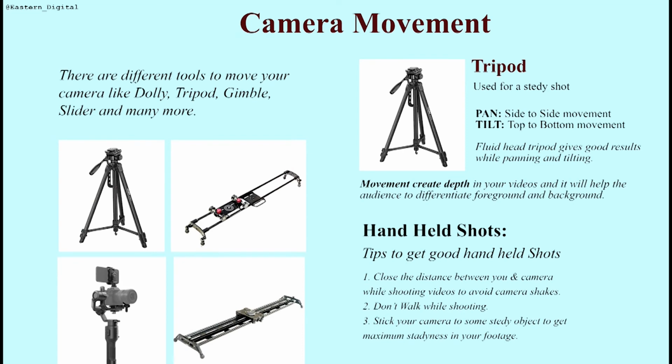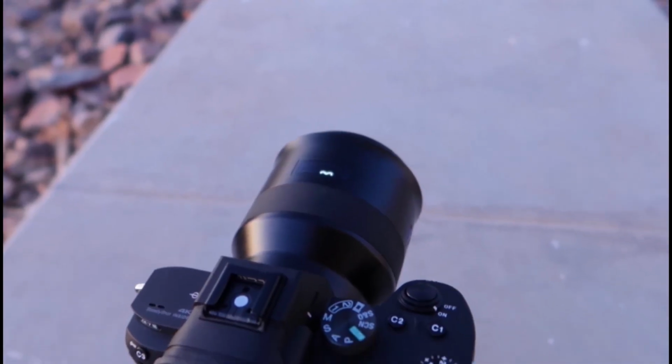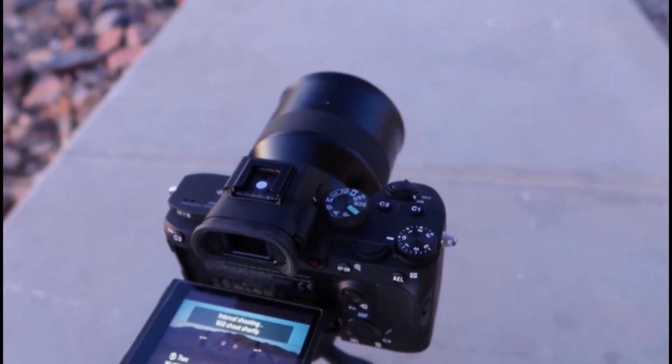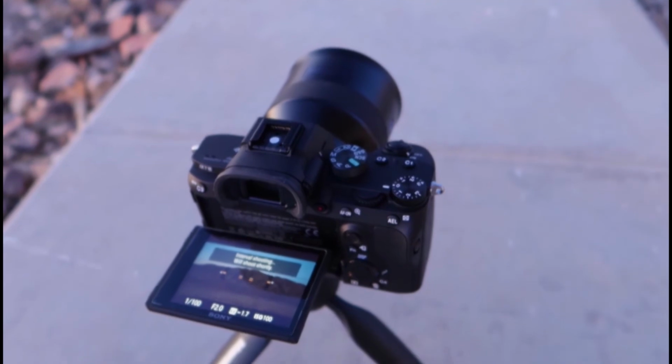Do not walk while you are shooting. If you are walking, then the videos will be shaky and will not look professional. Stick your camera to some steady object like a tree, door, or anything that is steady to get maximum steadiness in your footage.